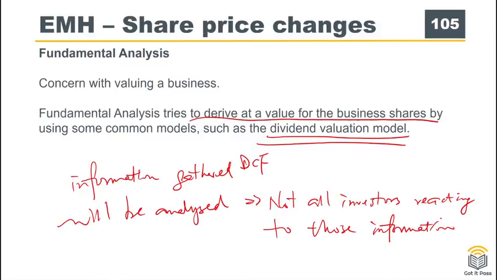The conclusion for these two models is that they don't agree on the EMH, because they think that publicly released information is not well analyzed by all investors. So they can make profits or beat the market by buying and selling shares, because they can find the true value and other people cannot, and the market price is not showing the true value. That is the belief of these two analyses.